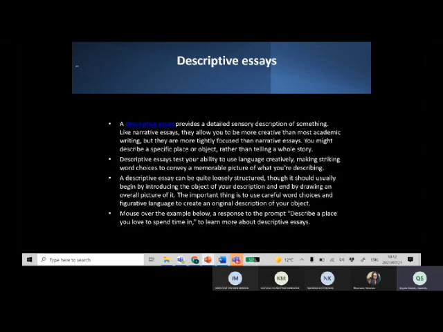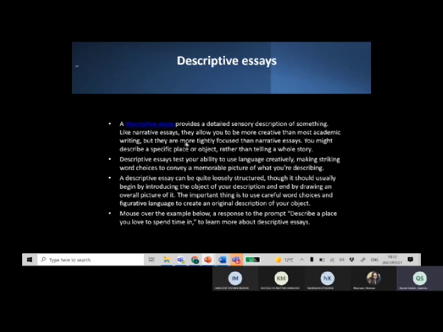Descriptive essays. Descriptive essays and expository essays are not that far from each other. So the introduction, body paragraphs, and conclusion will be very close to each other. So you follow the same steps. However, let's just look at what a descriptive essay is. So a descriptive essay provides a detailed sensory description of something, right? So please note here, detail, right?